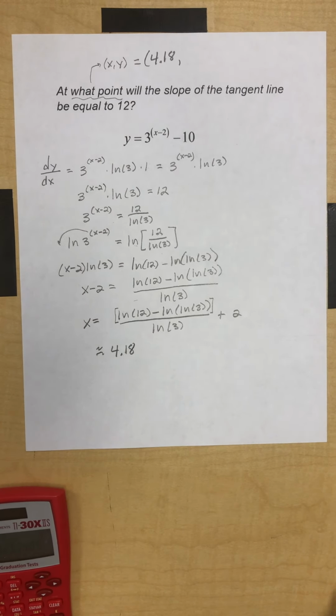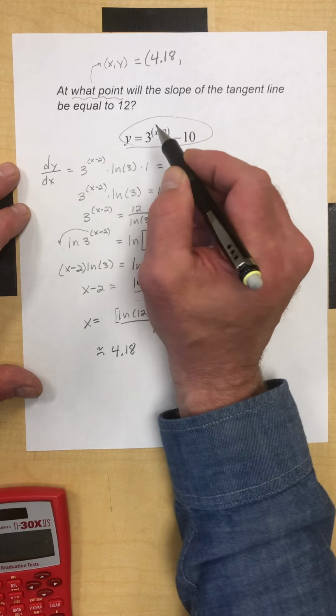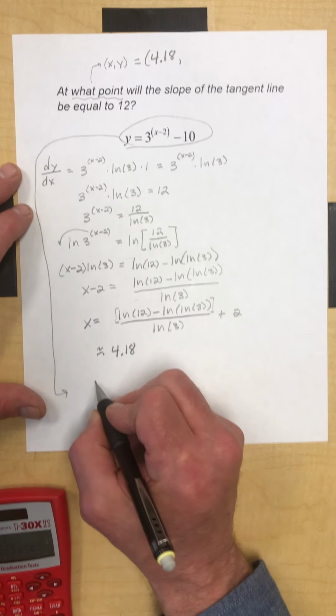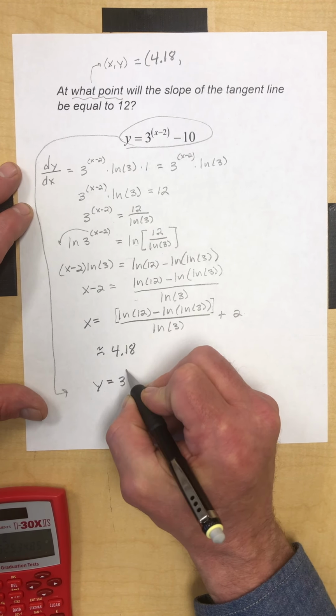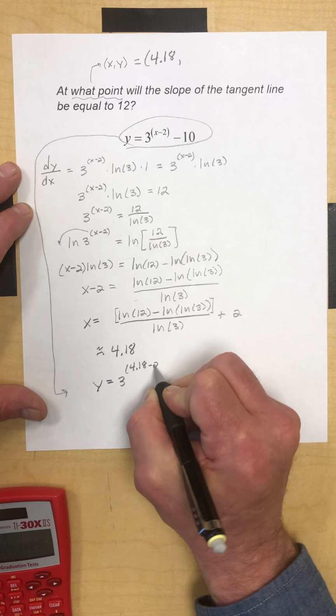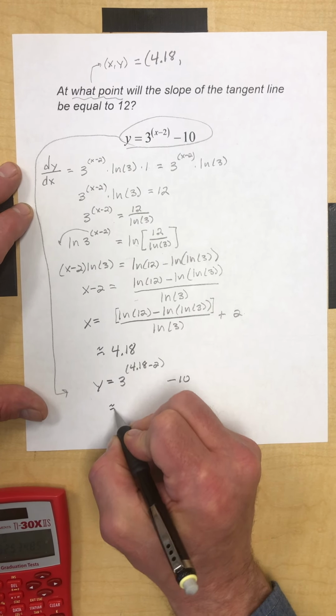Okay, so now I've got to find my y coordinate. So we've got to bring this down here. My y coordinate ends up being y equals 3 to the power of 4.18 minus 2, and then we subtract 10 from that. Obviously, we're going to have to round things off.